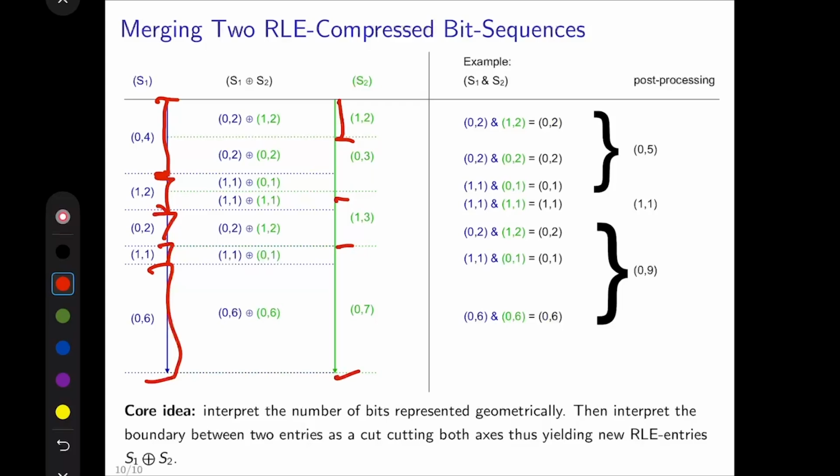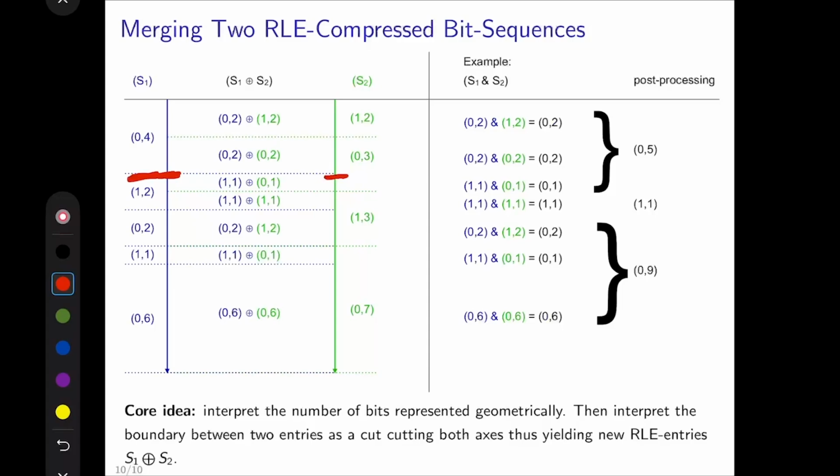So both sequences have the same length, the same number of bits underneath that are represented. And now what you can do in an algorithm to combine these two bit sets is to interpret the boundary in between these entries. This is a boundary here as a cut. So this cuts this axis geometrically, but you should also interpret it as a cut on the other axis. So I'm cutting both. Yeah?